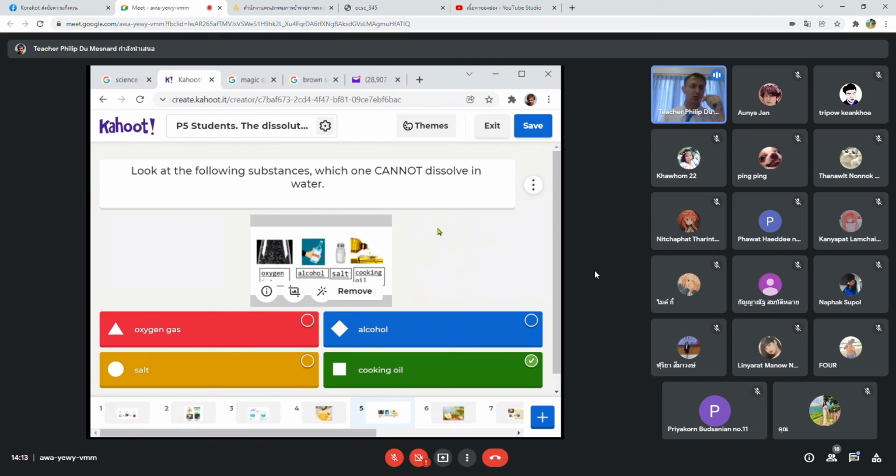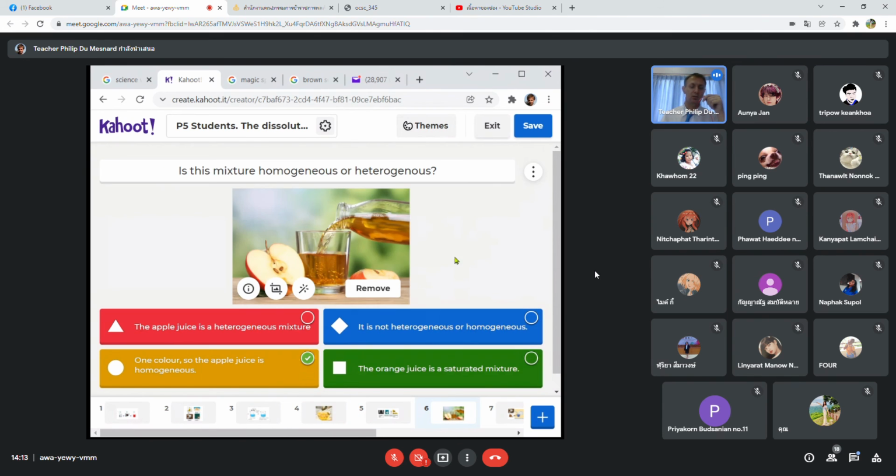Okay, then this one, which one cannot dissolve? Cooking oil. Yeah. So any kind of oil, cooking oil, motor oil, and also petrol, all that kinds of oil, they don't mix with water. You can try it at home. It does not work. They will never mix with water. Okay, and the other three things, yes, they can mix with water. Even though it's a liquid or gas or solid, it doesn't matter. They can mix with water.